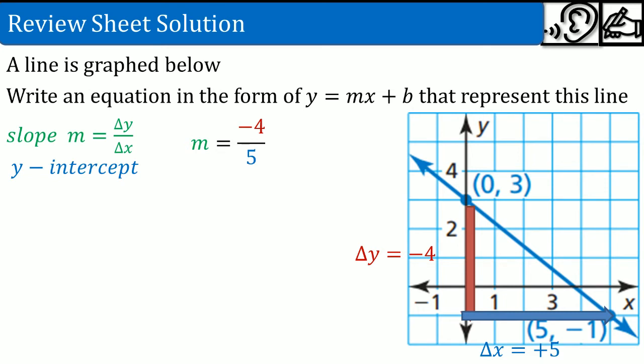Next, we want to look for the y-intercept. The y-intercept is defined as the point where the line crosses the y-axis, which looks like it's right here. The point in which it crosses is at 0, 3, so we would say the y-intercept, which uses the letter b, is b equal to 3. Plugging it into y equals mx plus b, you get y is equal to -4/5 x plus 3. That would be the linear equation that describes this line.